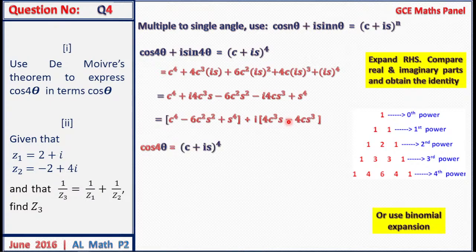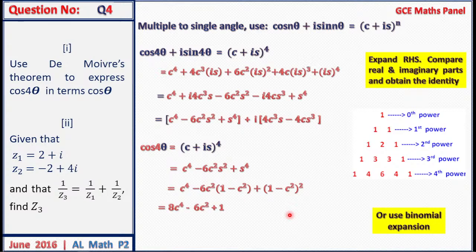We know that cos 4θ is equal to the real part of cis 4θ. So we are taking just the real part after that expansion, and that's what we have. So this one is now in terms of single angles: cos 4θ = cos⁴θ − 6cos²θ(1 − cos²θ) + (1 − cos²θ)². And this will give us 8cos⁴θ − 8cos²θ + 1, which can be written like that.